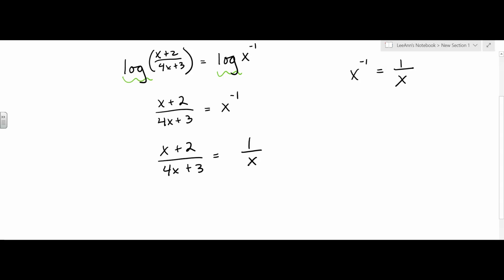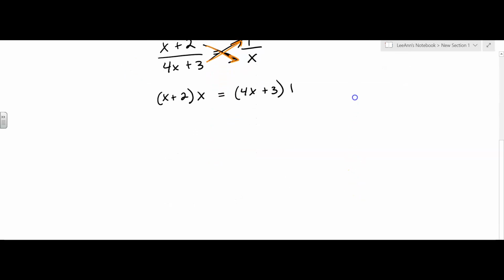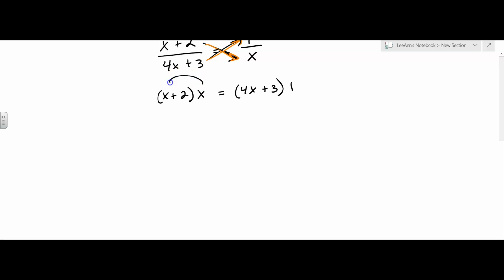This happens to be a proportion. So I'm going to go ahead and solve using proportions. I'm going to multiply this way, and then I'm going to multiply that way. And they're equal to each other. So I'm going to have x plus 2 times x equals 4x plus 3 times 1. That's that way. So it's a proportion, and I can do that. Now I can solve this. So I'm going to distribute: x squared plus 2x, and on the other side I'm just going to have 4x plus 3. This is a quadratic equation, so I would like to get all my terms on one side.